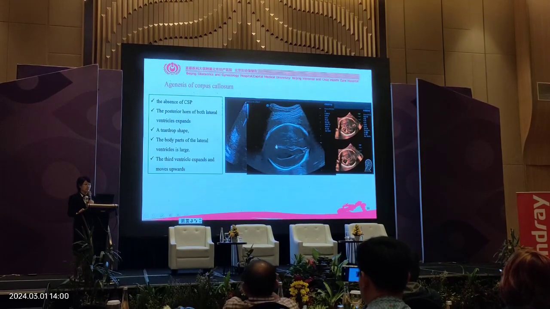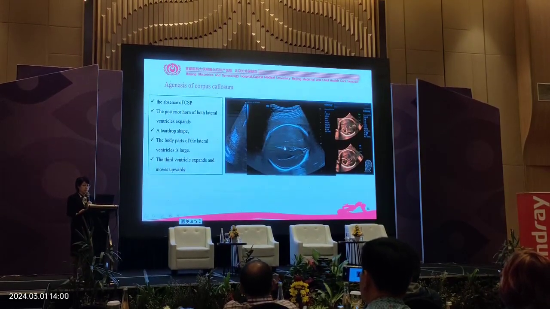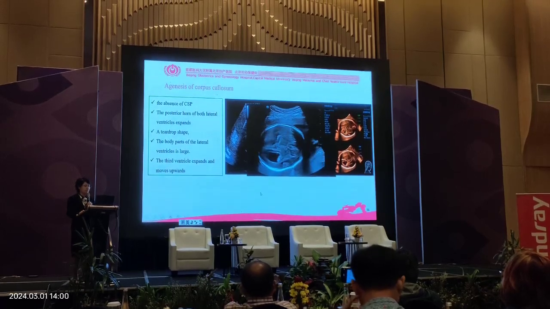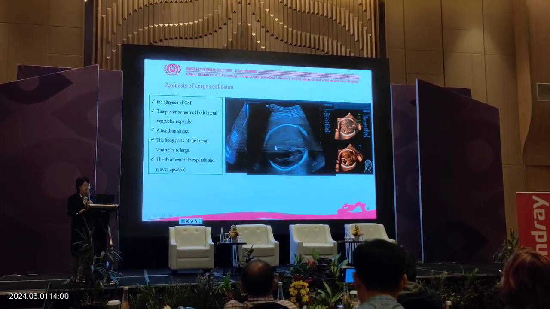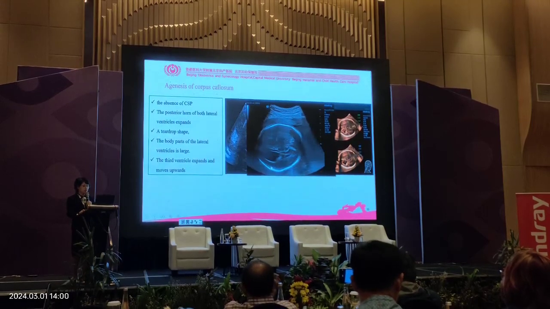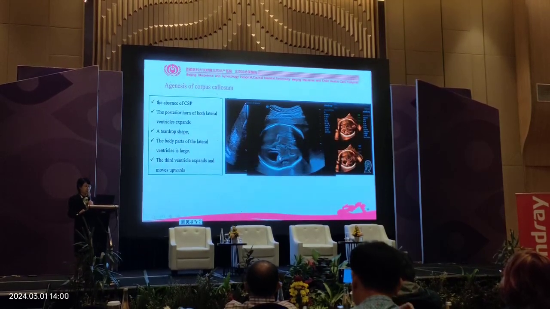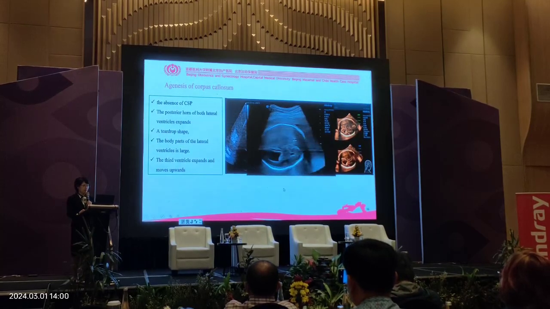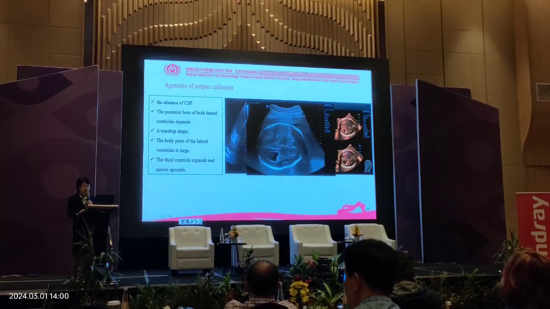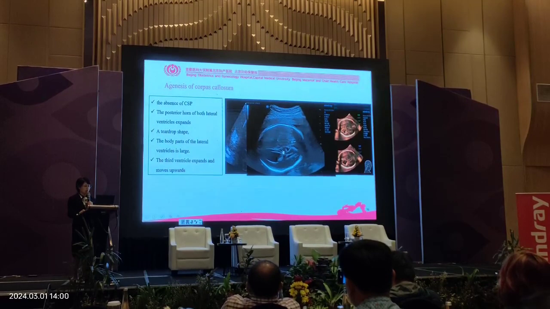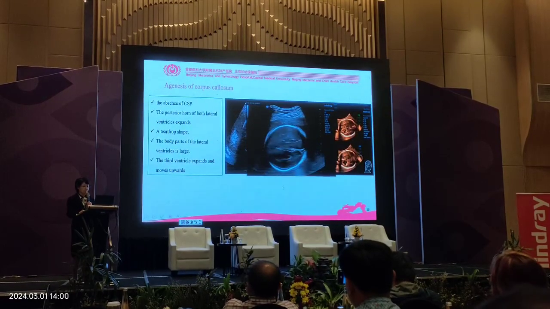It's also agenesis of the corpus callosum. You can see the video. Absence of CSP, and the posterior halves of both lateral ventricles expanded. So a teardrop shape, and the body part of the lateral ventricle is large. The third ventricle also expands and moves upwards.